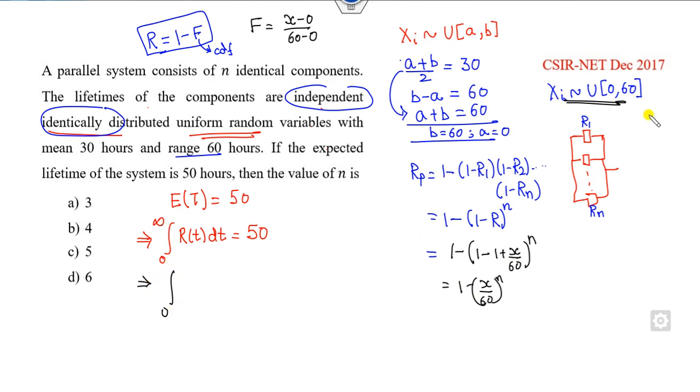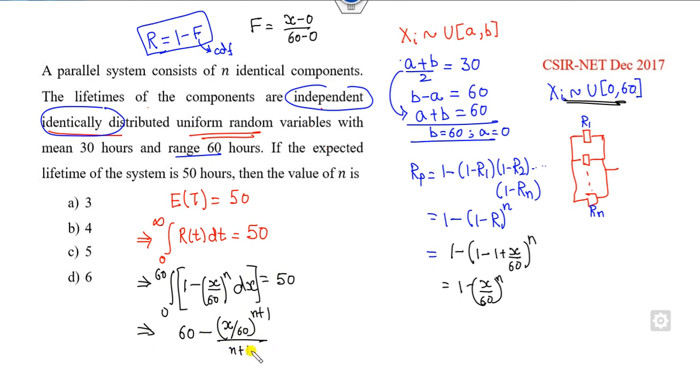So the domain is from 60 to infinity, 1 minus x over 60. Fine, this is given to you. Now you can simplify that. If you integrate them, what will happen is 60 minus x by 60 to the power n plus 1, divided by n plus 1, and divided by 60 of this.